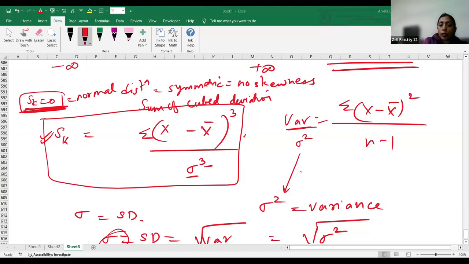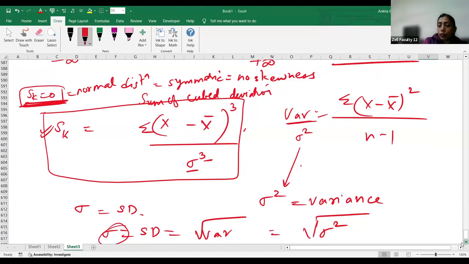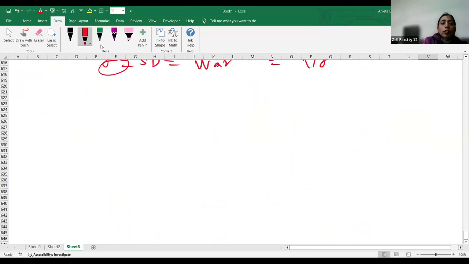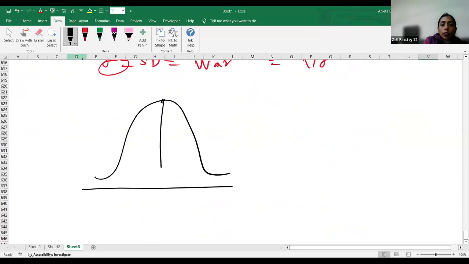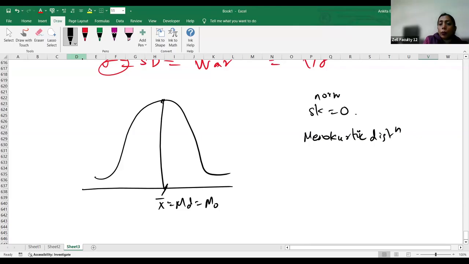Okay. Now let's talk again about the normal distribution. So this was a normal distribution. In the normal distribution, we have skewness equal to 0, and this is our mean, median, and mode all. This distribution is also known as mesokurtic distribution. Normal distribution or normal curve, which is also known as Z curve, is also known as mesokurtic, M-E-S-O, mesokurtic distribution.